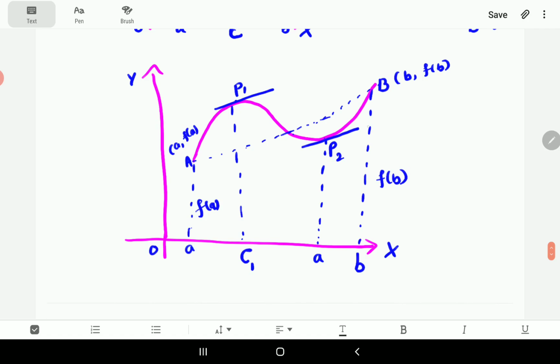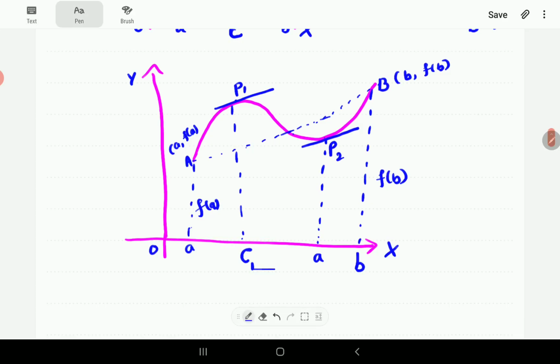If you see, these are different tangents we have at a point P1, at a point P2. So this tangent is also parallel to the chord AB, and it is between the points A and B. So here with respect to P1, if you observe this line, at this point C1, which lies in the open interval AB.